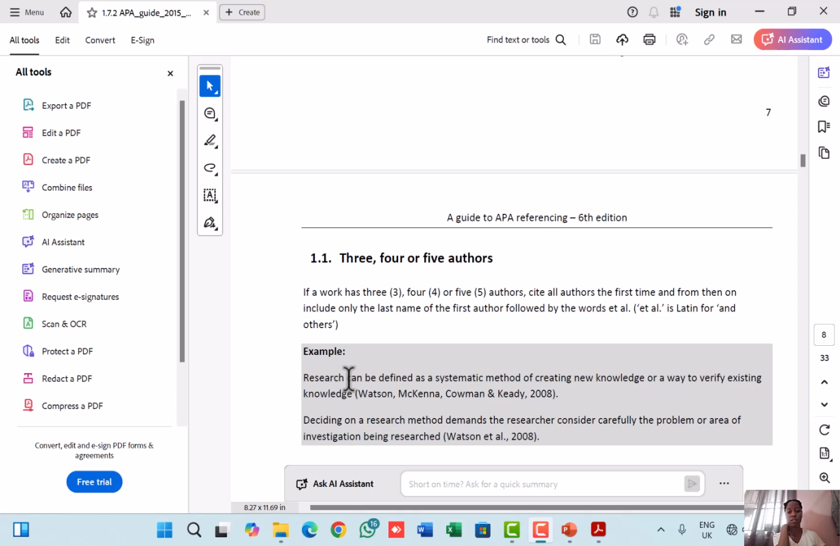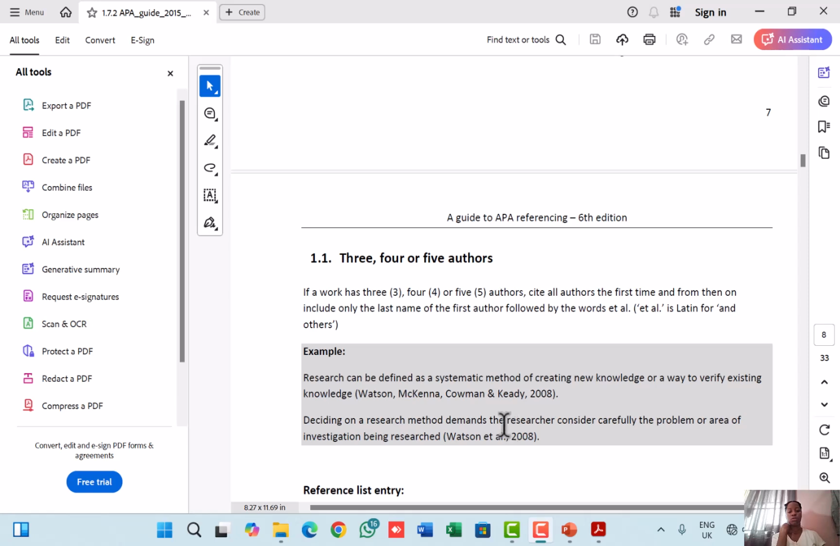These are the authors: Watson, McKenna, Cowman, and Kennedy, 2008, the first time. But if your next work still depends on these people's research, you're only going to cite the last name of the first author, followed by the words et al. Take note of the punctuation. Et al has a full stop before the comma. Don't hesitate to put a full stop just because there is a comma in front. This is how et al is written.